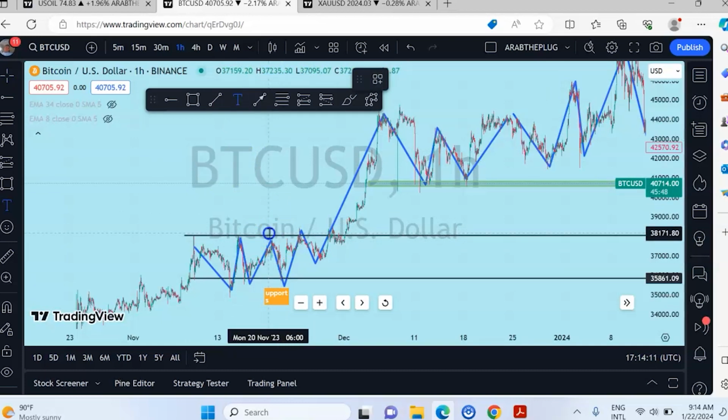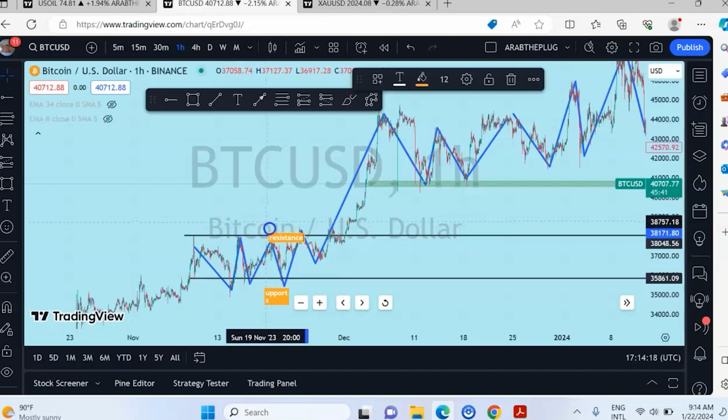Why do we call this place an area of resistance? Because anytime price comes back to it, it bounces back and comes down. The reason I call this area a support is because anytime price comes to it, buyers come in and push the price up. So now at this point, the resistance broke and price started going up.